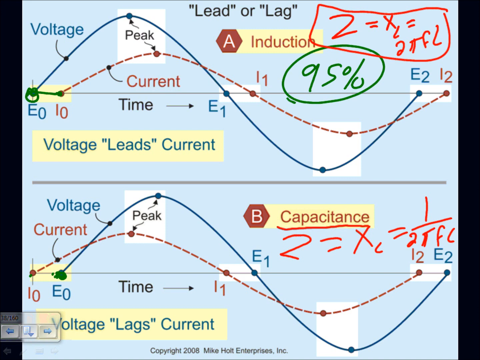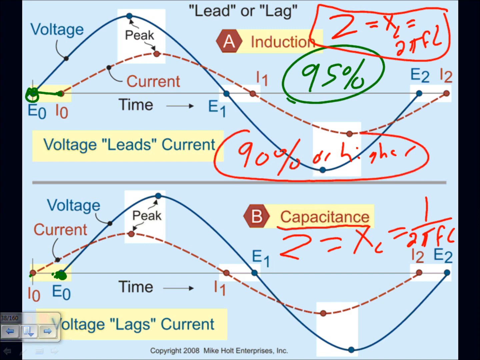You want your power factor, we'll talk about this later, guys, to be 90% or higher, and lagging. You want a lagging power factor. Lagging power factor, lag, meaning the current lags the voltage. Sorry, the current lags the voltage.